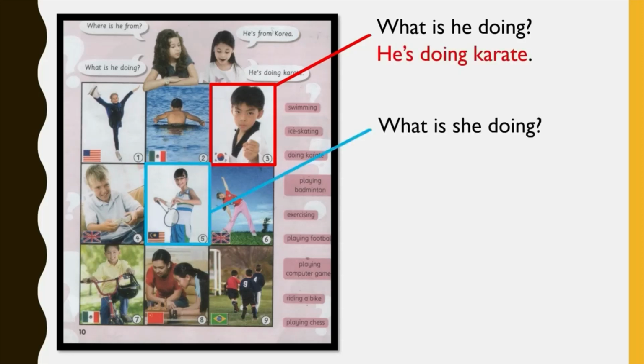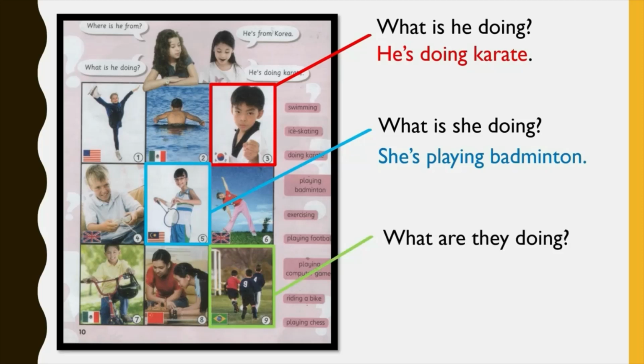Next picture. What is she doing? Look at picture number 5. What is she doing? The answer is playing badminton. How do we answer it in a complete sentence? She's playing badminton. Remember, always refer to the format of the question.